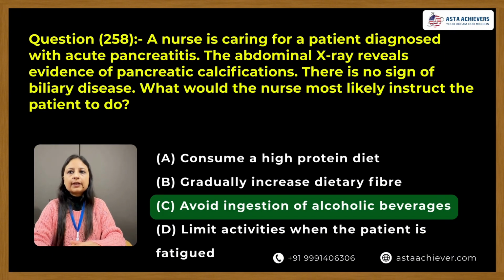Question number 258. A nurse is caring for a patient diagnosed with acute pancreatitis. The abdominal X-ray revealed evidence of pancreatic calcification. There is no sign of biliary disease. What would the nurse most likely instruct the patient to do? Option A, consume a high protein diet. Option B, gradually increase dietary fiber. Option C, avoid ingestion of alcoholic beverages. And option D, limit activities when the patient is fatigued. So option C, avoid ingestion of alcoholic beverages, is the correct answer.